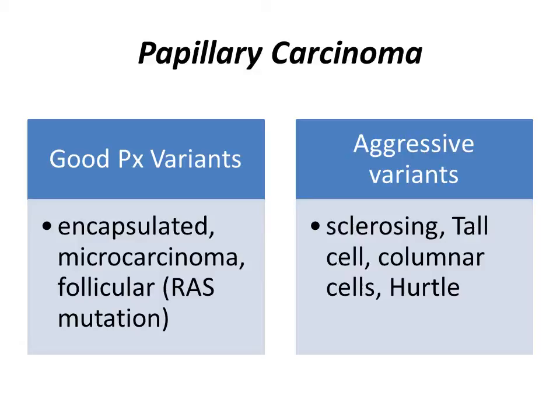The good prognostic variants, so that's why one should spend time at the scope, are the encapsulated variant, meaning that the tumor has not disrupted the capsule, the microcarcinoma, and the follicular variant, which has a RAS mutation. And the more aggressive variants of papillary thyroid carcinoma are the sclerosing, the tall cell, the columnar cell, and the hobnail cell carcinoma.